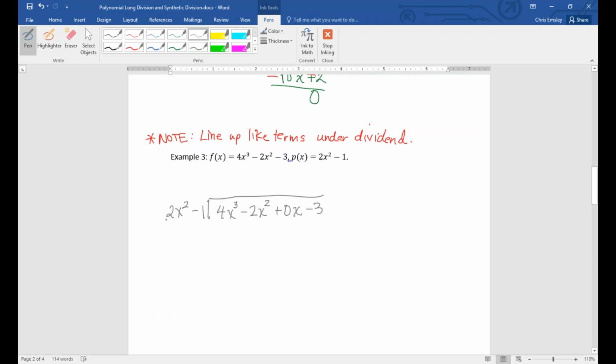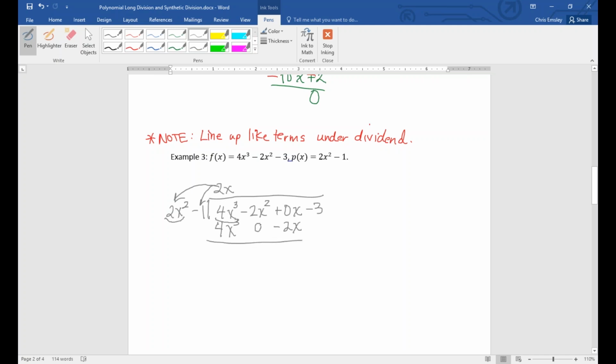Okay, start off the same as before. What would I multiply this leading term by to turn it into this term right here? I would need to multiply 2x squared by 2x, and that gives me 4x cubed. So now I'm going to distribute down. My first term I get is 4x cubed, so I line it up right here under my x cubed term. Next I get a minus 2x, so I don't want to put that right here under my x squared. I want to put it under my x column right there.